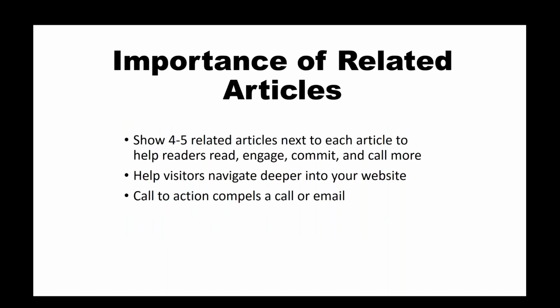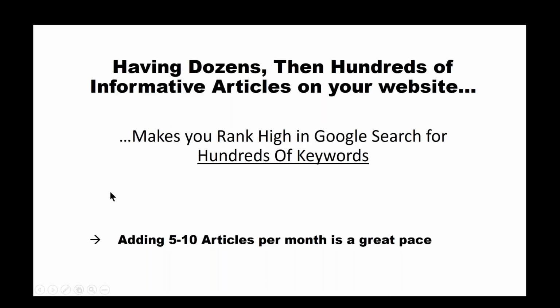Okay, we talked about related articles, so we've got that covered. The take-home story for this is having dozens and then hundreds of informative articles on your website. That's going to make you rank higher in Google search and rank high for hundreds of keywords. That's how you do it. There's no mystery here.